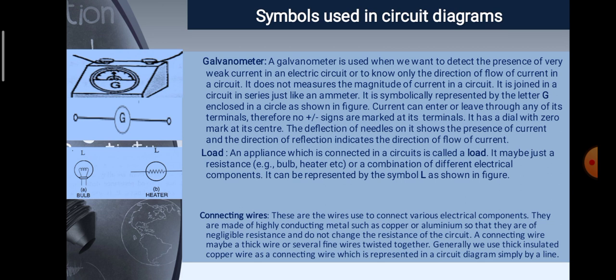Current can enter or leave through any of its terminals, therefore, no plus or minus signs are marked at its terminals. It has a dial with zero mark at its center. The deflection of needle on it shows the presence of current and the direction of deflection. Direction of deflection indicates the direction of flow of current.